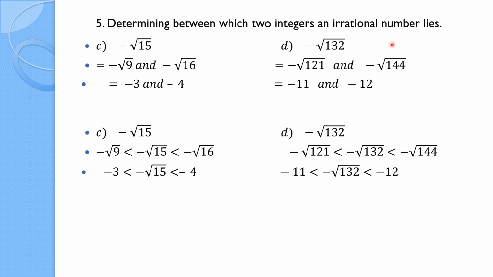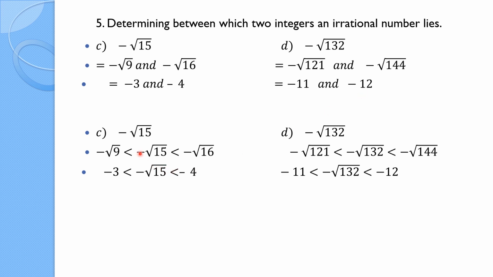Determining between which two integers an irrational number lies. So negative square root 15 would then fall between negative square root 9 and negative square root 16. Square root of 9 is 3, so negative 3 and negative 4. If I said negative square root 132, 132 falls between 121 and 144. So negative square root 121, which gives me negative 11, and negative square root 144, negative 12.